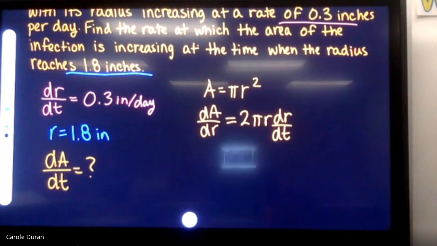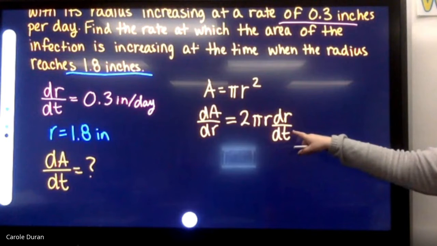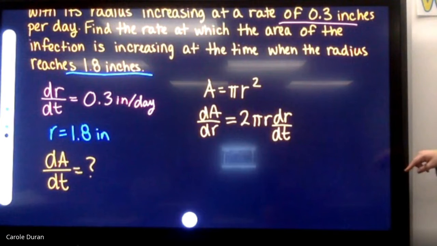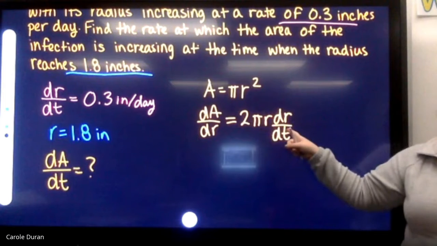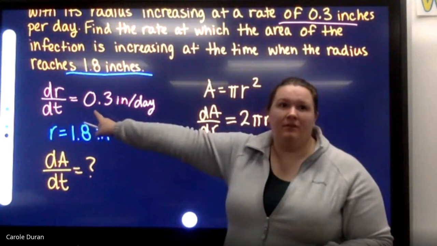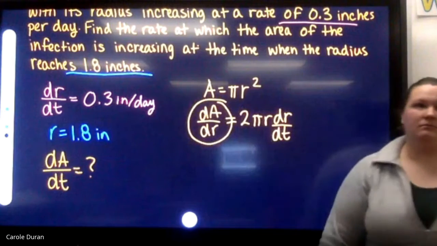Why would you use the derivative with respect to the radius? I didn't take an r out, I differentiated. Why? Because when I differentiate, my radius is in terms of time. The more you do it, the easier it gets. Do I know dr/dt here? Yes. Do I know my radius here? Yes. So then I take that information, fill it in, and solve.